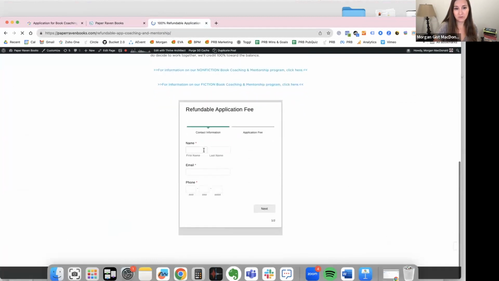And you can put in your name, email, phone number here. It'll go through that process. If we decide to work together, great. The $100 just credits towards your tuition. If you decide not to go forward, or we decide we're not a good fit, we'll just refund it right away.